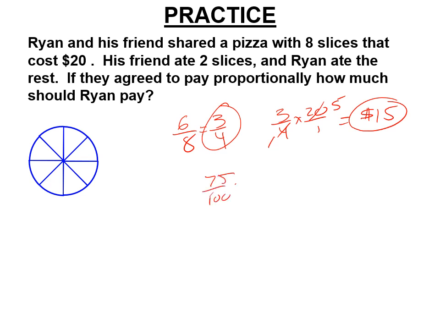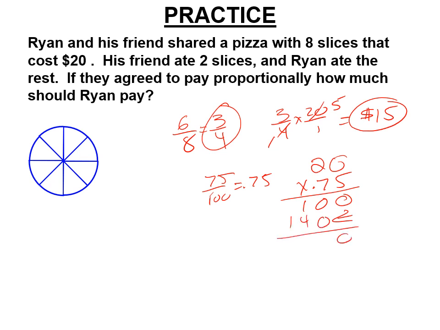75/100ths is 0.75, and you pay 0.75 of the $20. You're going to get the same answer, hopefully. And I went very fast here, but yep, I get the same answer, $15. You pay 3/4. He ate 6/8 of it, so he should pay 3/4 of it, and so on.